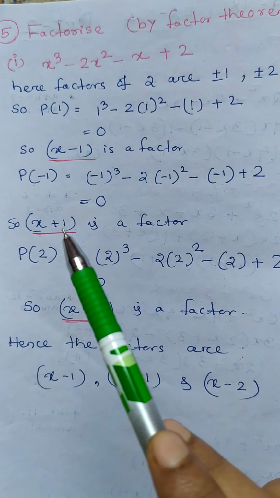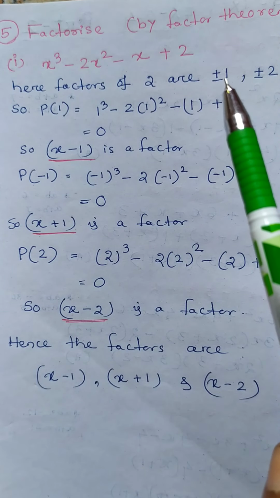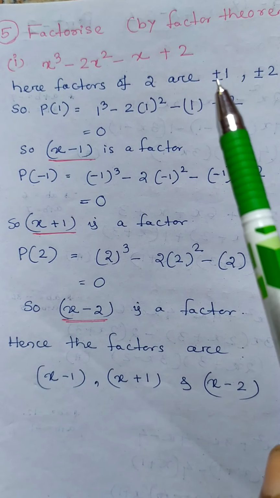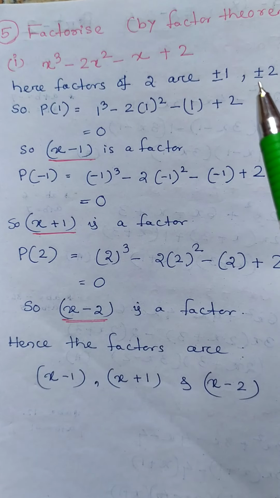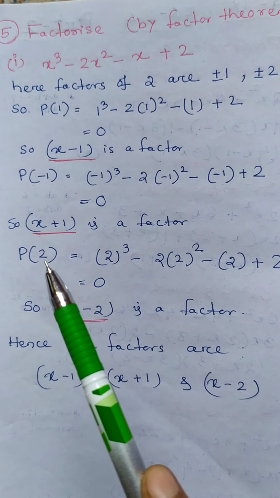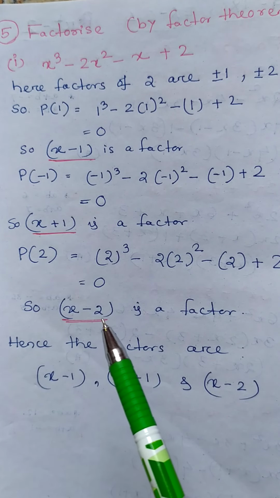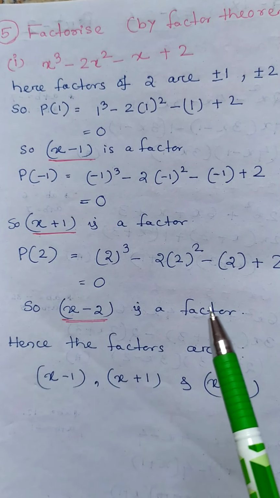So the first factor and second factor are known. That means both plus and minus 1 are the factors satisfying the equation. Coming to plus and minus 2. So checking for plus 2, we are getting a 0. So obviously x minus 2 becomes a factor. This is what the factor theorem says.